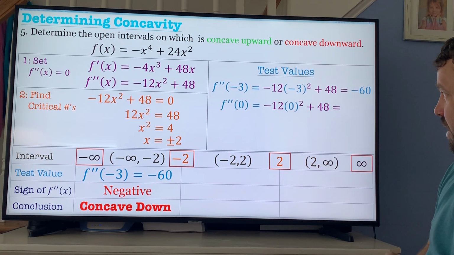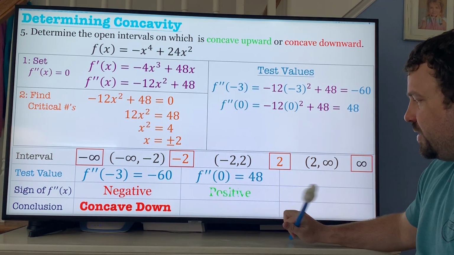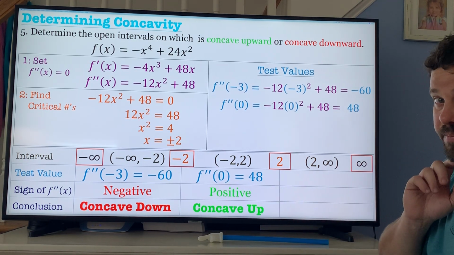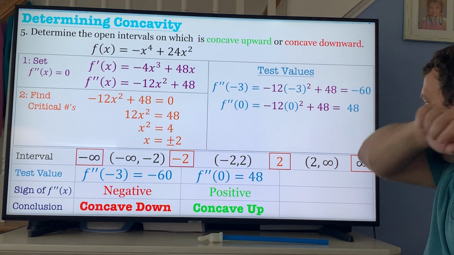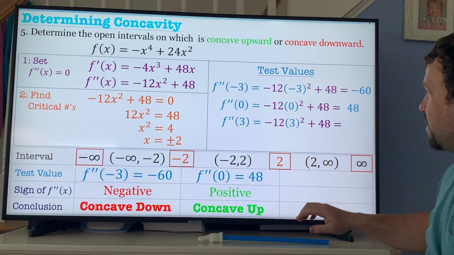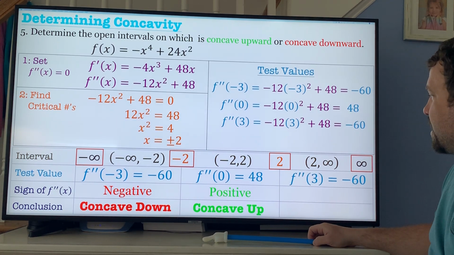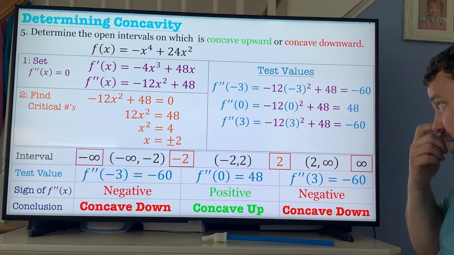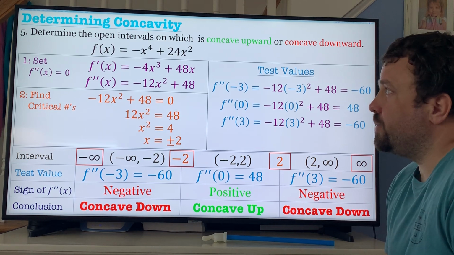Zero. All right, you get 48. 48 is a positive number. Positive numbers are concave up. All right. What number did you pick there? Did you? I picked 3 too. Good. So you picked 3. Negative 60, negative number. Negative numbers are concave down. All right. So this is how simple this really is.